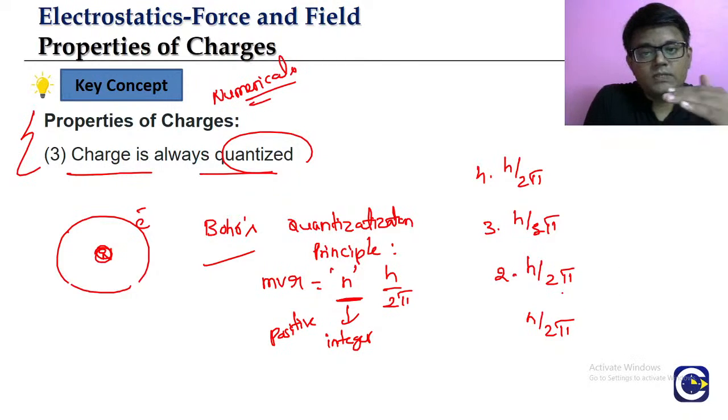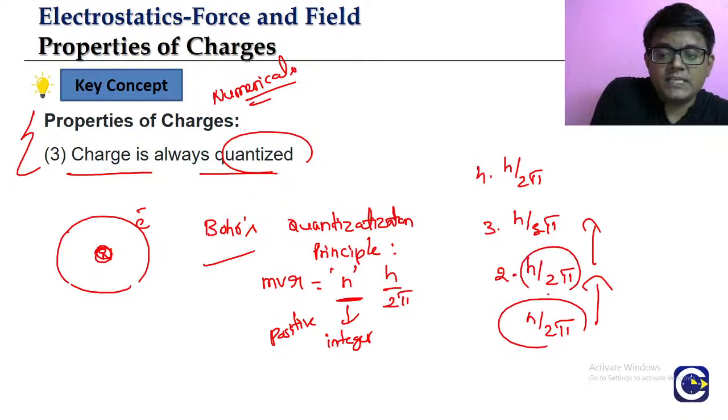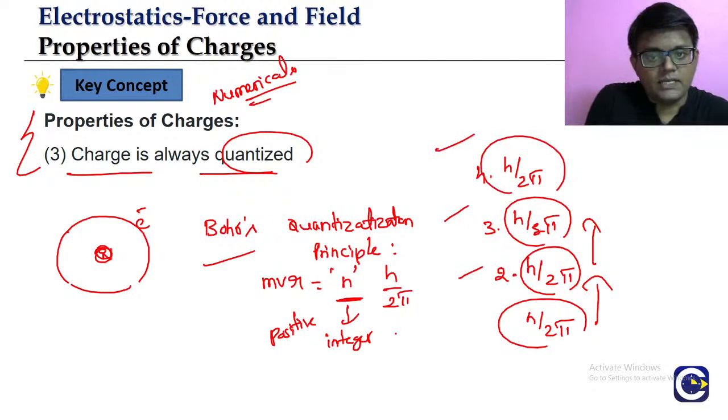So when we go from the first orbit to the second orbit, it is increasing by how much value? h by 2 pi. And similarly, when you are moving from the second orbit to the third orbit, it will be what? Again an increase of h by 2 pi. So the angular momentum is what? Quantized. Means it can only take the multiples of this h by 2 pi. It can only take the integer multiple of this h by 2 pi.